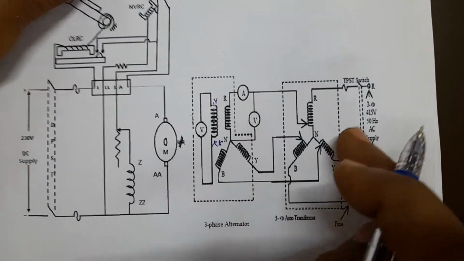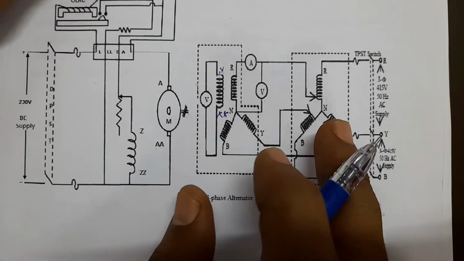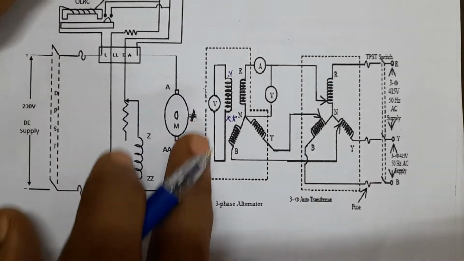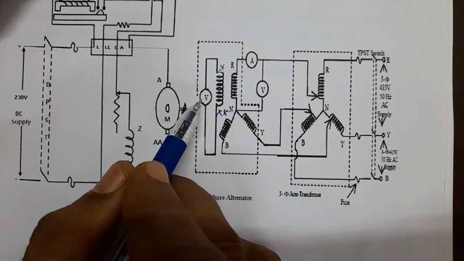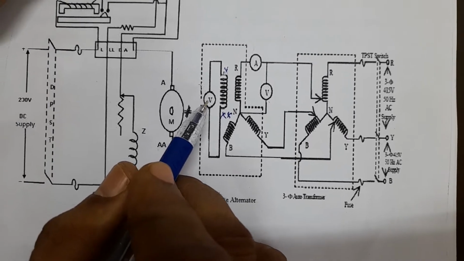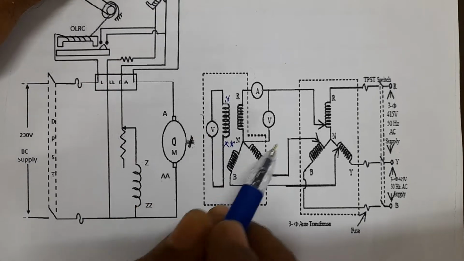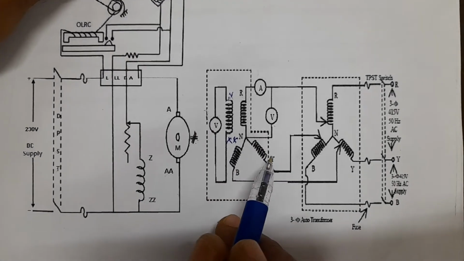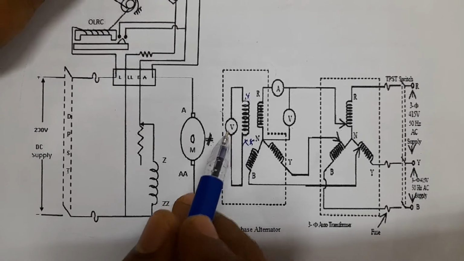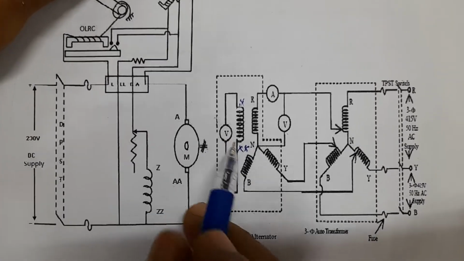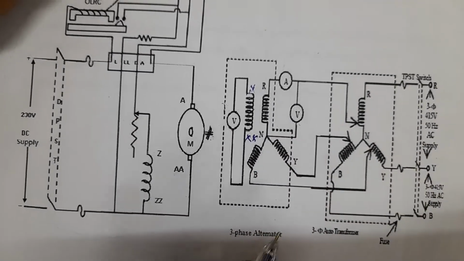So the phase sequence of the supply and the phase sequence of the alternator both should be matched, and that can be observed by this particular voltmeter. If there is a deflection in the voltmeter, it means that the phase sequence is not matched. Then we can reverse any two of the phase terminals of this alternator and run it again so that the voltmeter reads 0. If the voltmeter reads 0, it means that the phase sequence of the alternator is matched with that of the supply voltage.